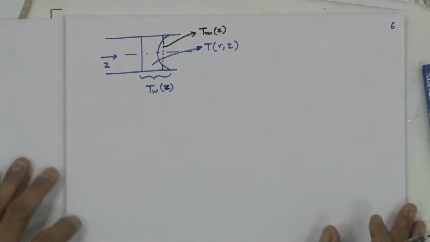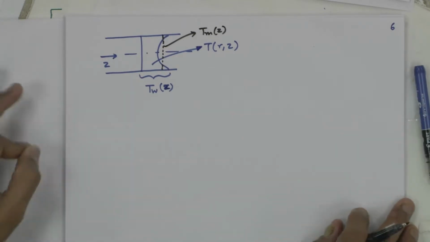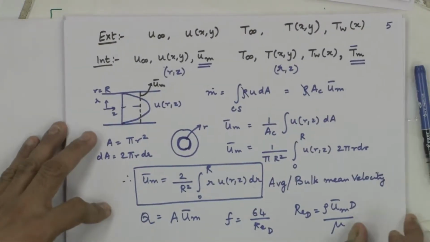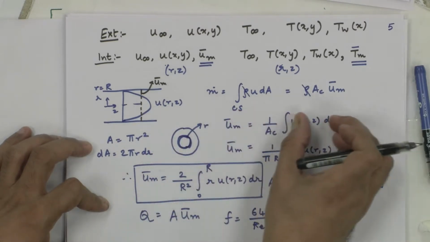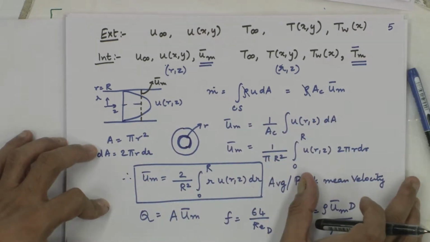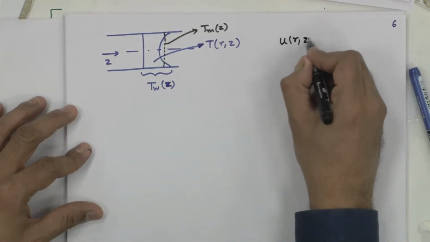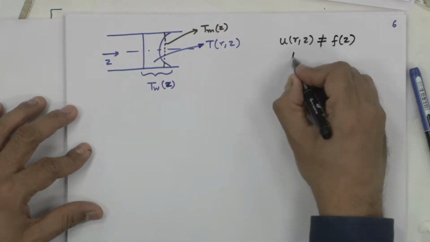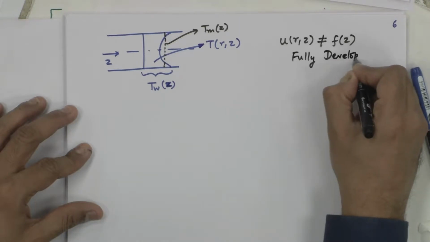Remember, in heat transfer, there's a very big change compared to hydrodynamics. In hydrodynamics or fluid mechanics, this velocity profile is going to be the same at any z location. U of r comma z is not a function of z. That is what is called fully developed flow.